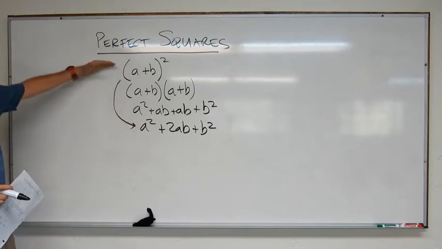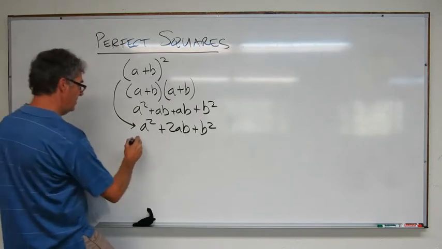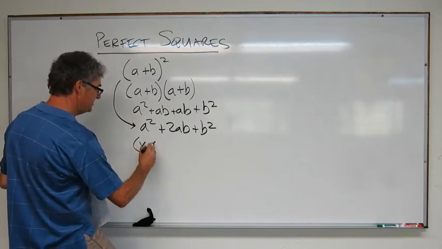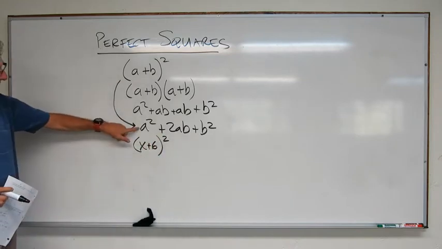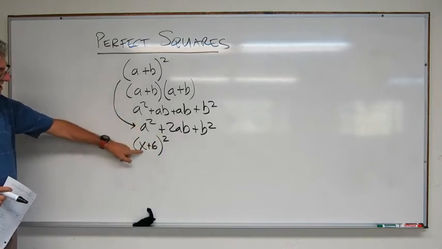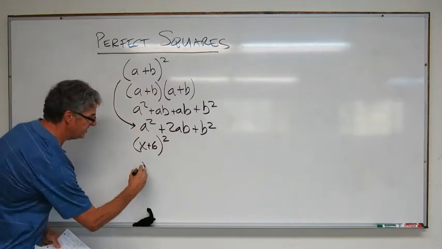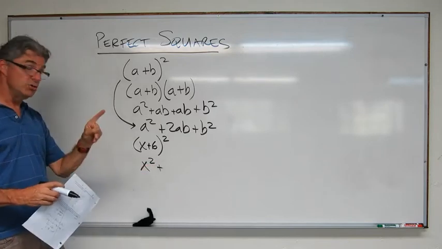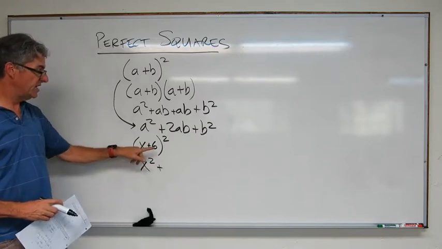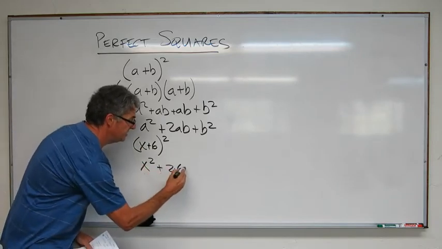Okay? We just showed you how the pattern works. Now let's do an example. Let's try x plus 6 squared. So I'm going to use this pattern. So the a is the x, the b is the 6. A squared with the x is just going to be x squared plus, now I have 2 times x times 6. So I'm going to write that out. 2 times x times 6.